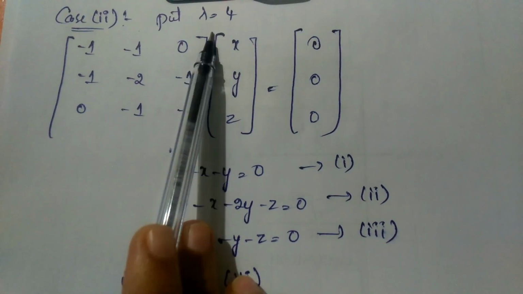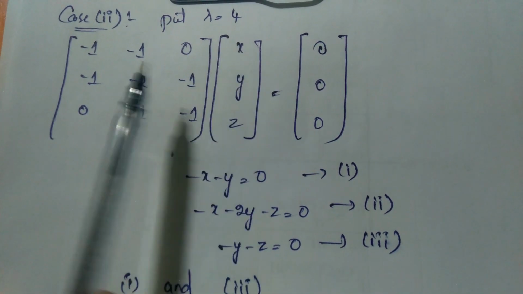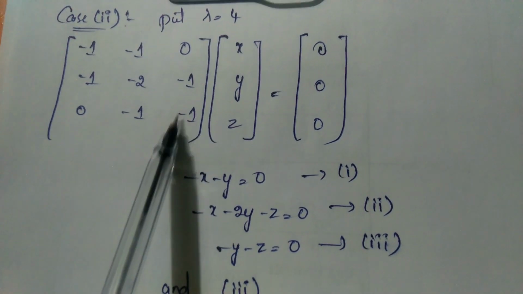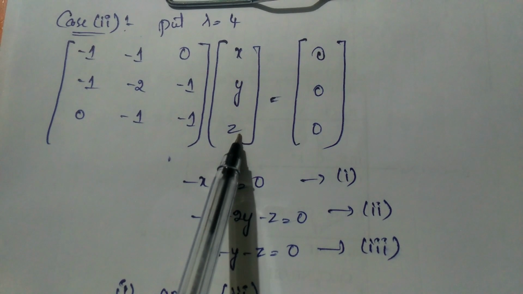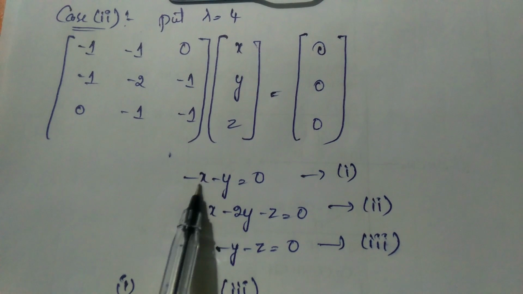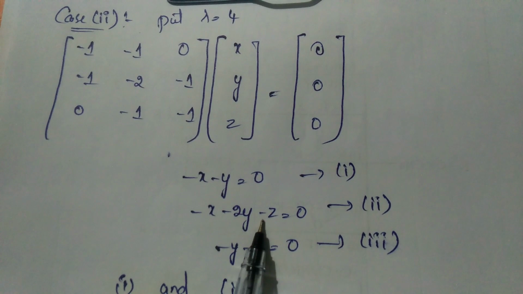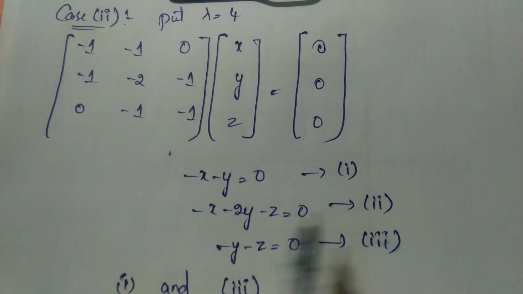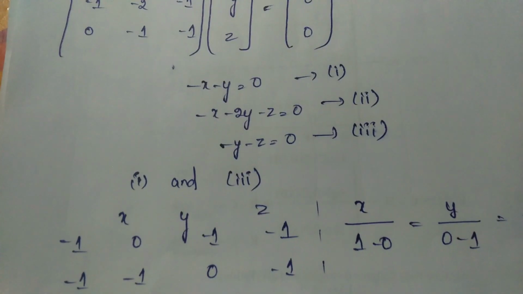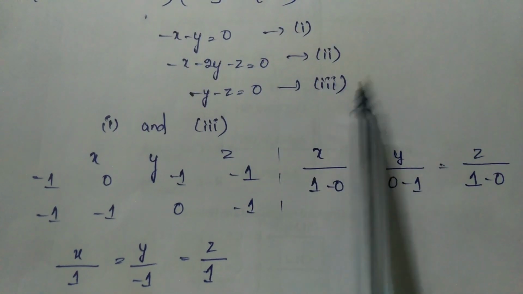Case 2, put lambda equals 4. When we put lambda equals 4 in that characteristic equation, you get the first diagonal element as minus 1, the next diagonal element minus 2 and the third diagonal element minus 1, multiplied by the variable matrix equals the constant matrix. Now write the equations from this matrix. Minus x minus y equals 0 is equation 1. Minus x minus 2y minus z equals 0 is equation 2, and minus y minus z equals 0 is equation 3. Now solve any two of the equations to get the values of x, y and z. I am solving equation 1 and equation 3 here.